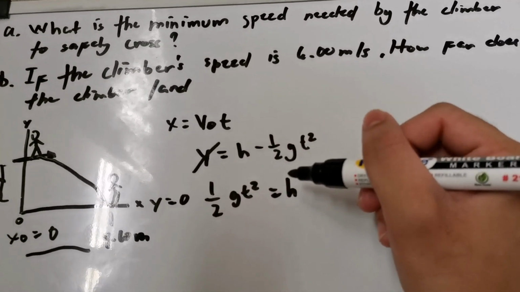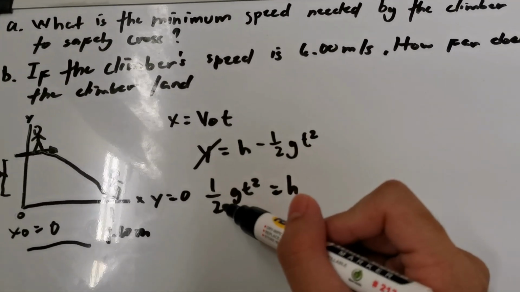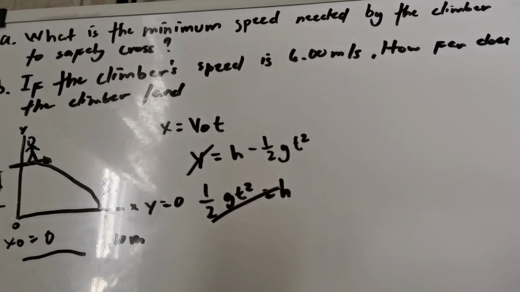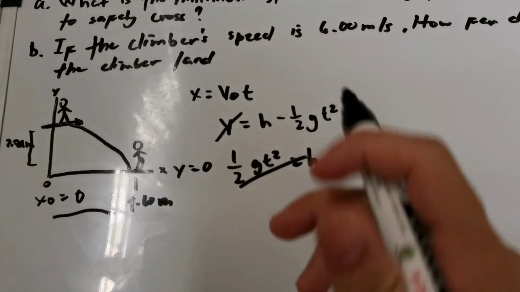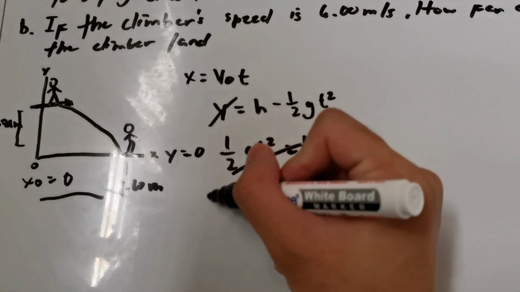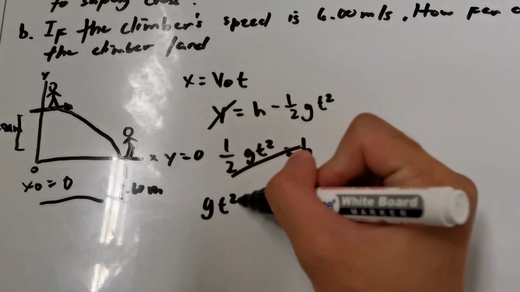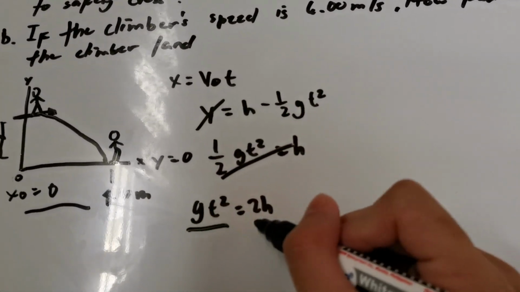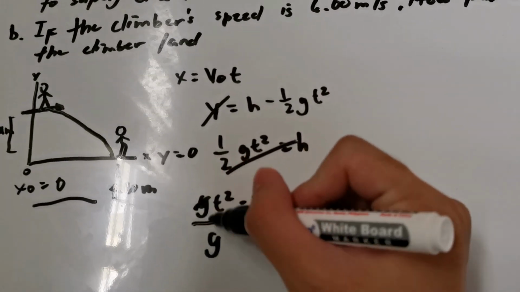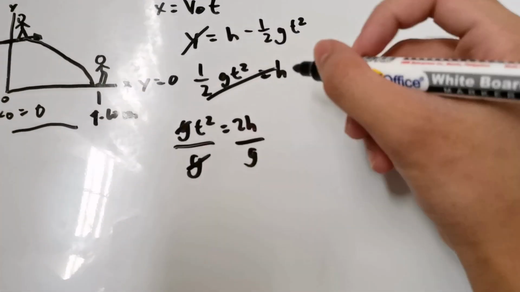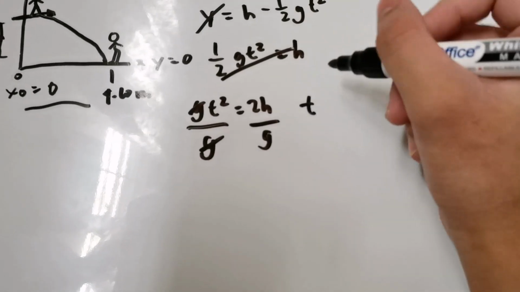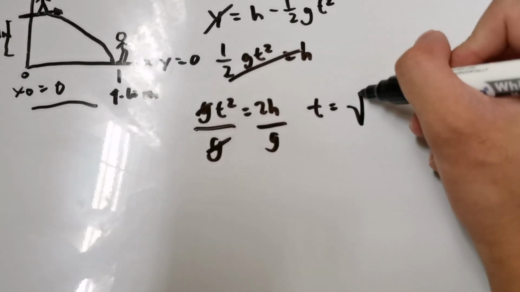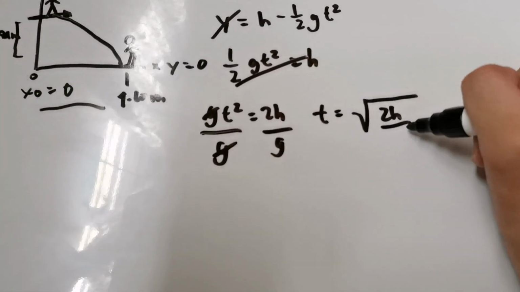So, cross multiply. Yung 2 mapupunta sa kabila. So, ito na ang lalabas dyan: g t square is equal to 2h. So, divide natin both sides sa g. Ang magiging time na natin ngayon dito is equal to square root of 2h over g.